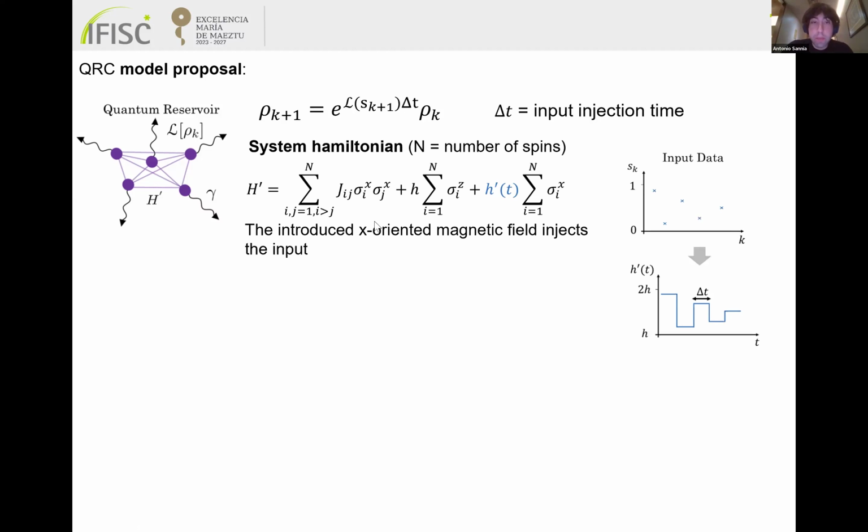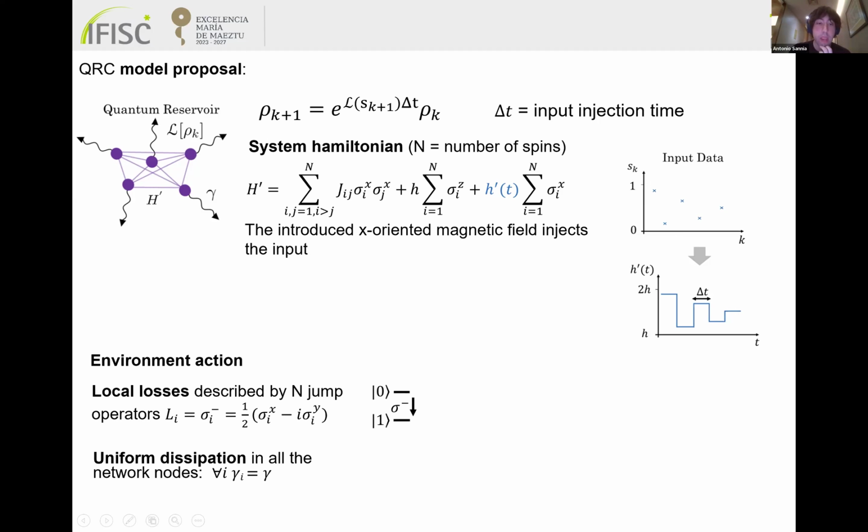Then we changed the way in which we inject the input, because before the input was injected by preparing the state of one spin, but now we are injecting the input by tuning the magnetic field of this Hamiltonian. So we have the same Hamiltonian as before, but I introduce another magnetic field that is now input dependent discretely, as you can see from this scheme here.